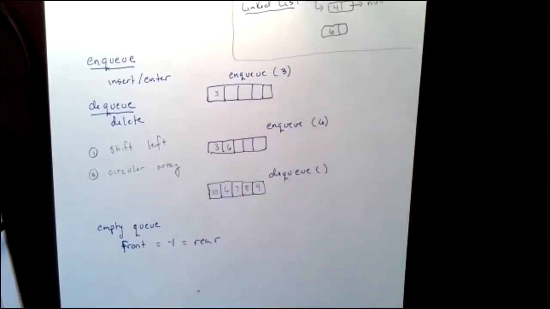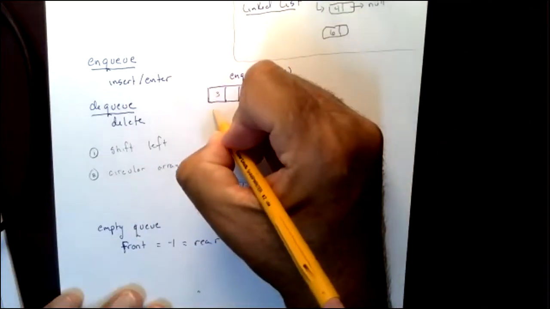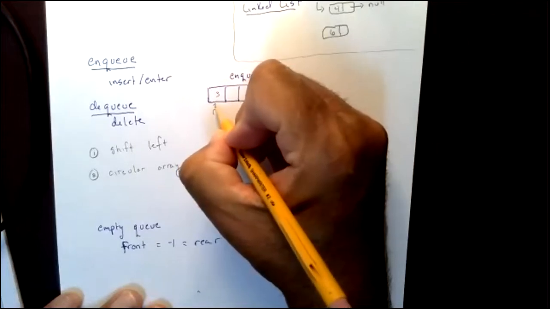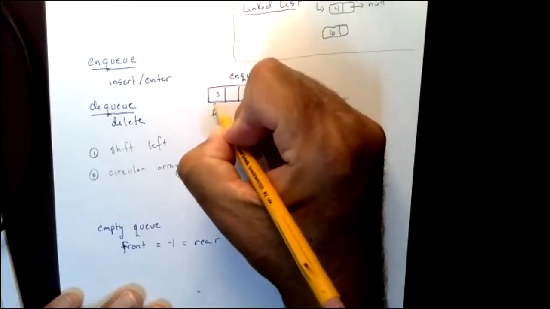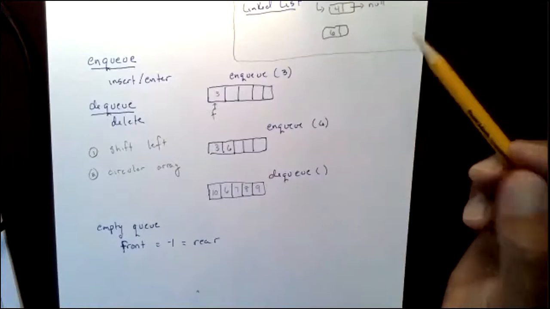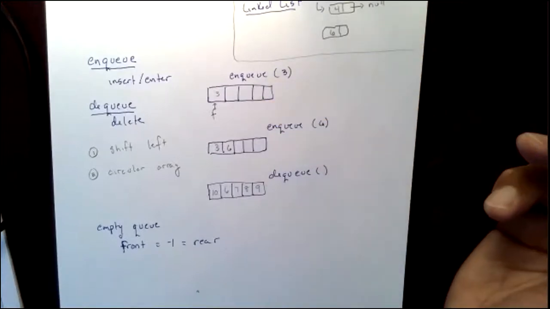Well, at the bottom of the page, you see I have some notes. When I have an empty queue, I have a variable named front, I have a variable named rear, and they're both set to -1. So by using 2 different variables, this is my front. Is it 0? Where would my rear be?